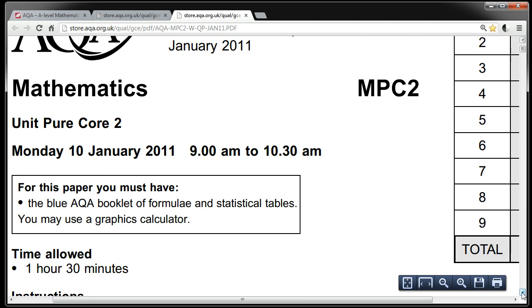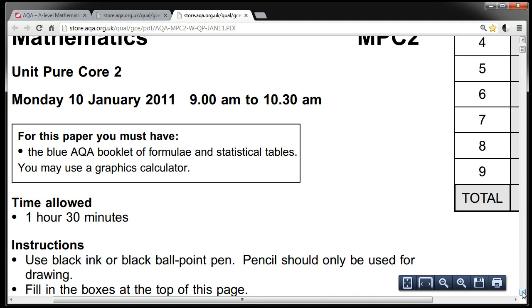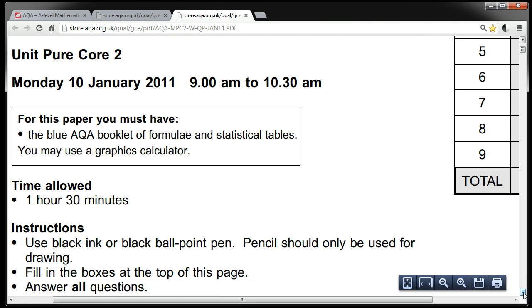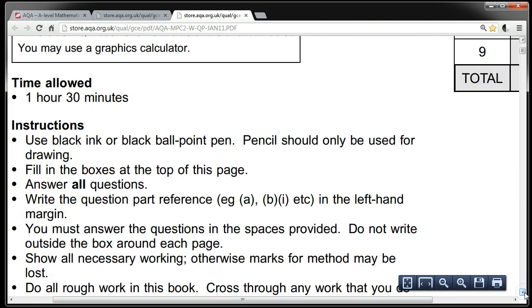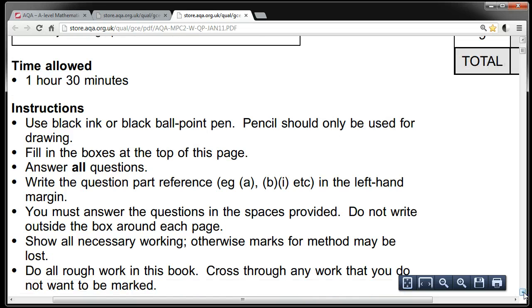It's a 1.5 hour, 90-minute examination. You have a formula booklet, you have tables and formula tables, and you can use a graphics calculator. You need to use black ink or black ballpoint pen. I think it's because they scan the examination papers a lot of the time now with exam boards, so they want to get a good copy. Pencil should only be used for drawing, so you can bring in a pencil if you wish as well.